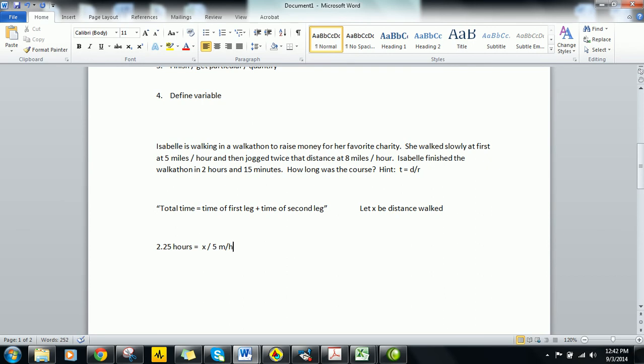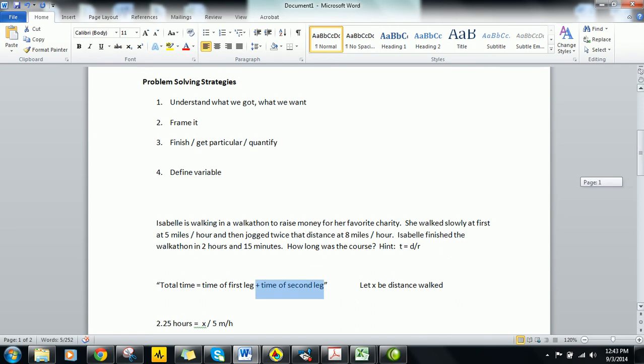Fair enough? Now the labels are starting to get messy, and to be honest with you, I'm going to erase them in a second and then put them back at the end. Even though this probably shouldn't be done, it just makes the solution a little bit better. So if x is the distance walked, that's going to help me now quantify the second piece.